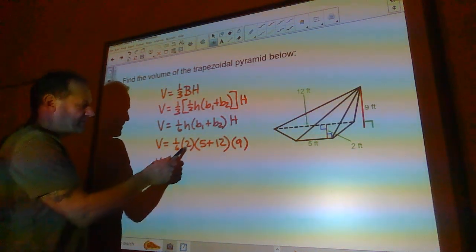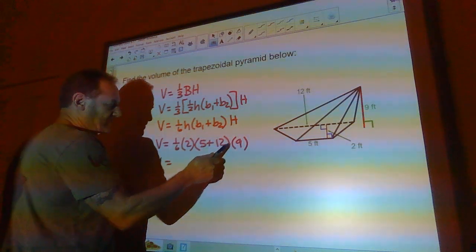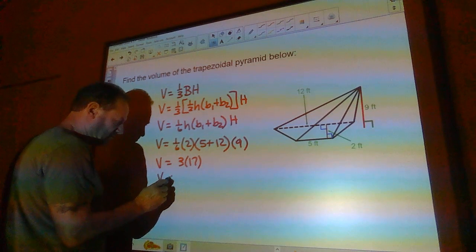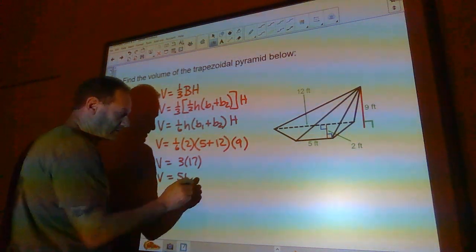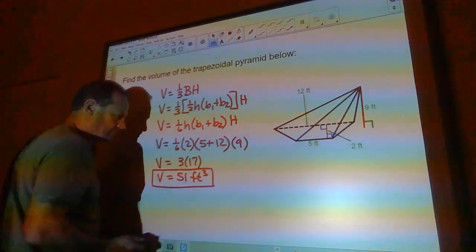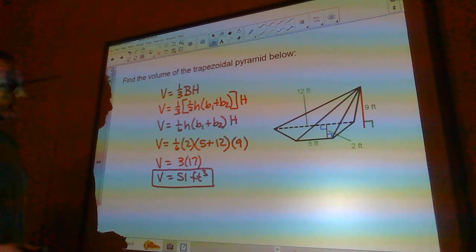Okay, so 1/6 times 2, that's 1/3. 1/3 of 9 is 3. This is going to be 3 times 17, which is 51. Look at that, we did it in our head. Cubic feet. Hopefully you got 51 cubic feet.